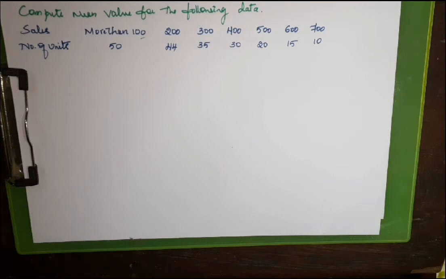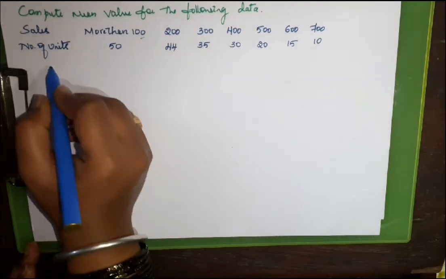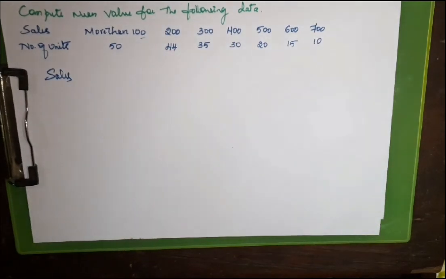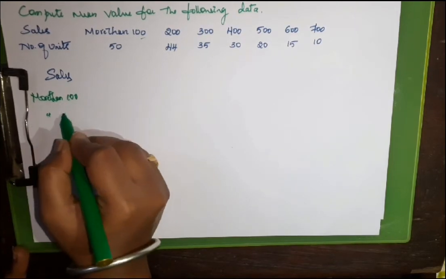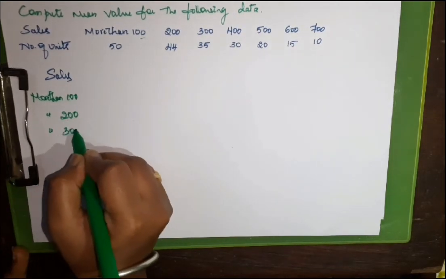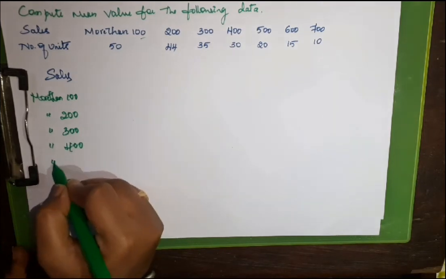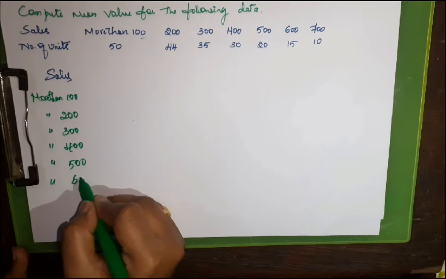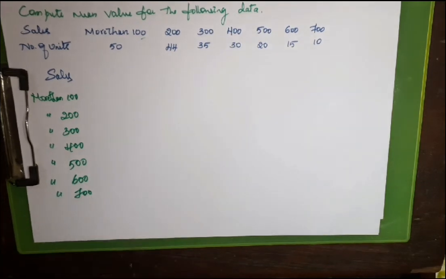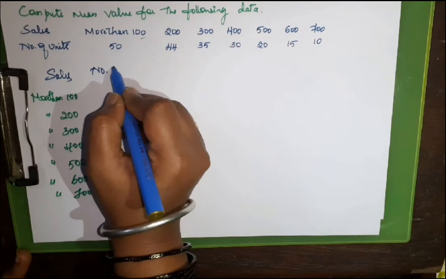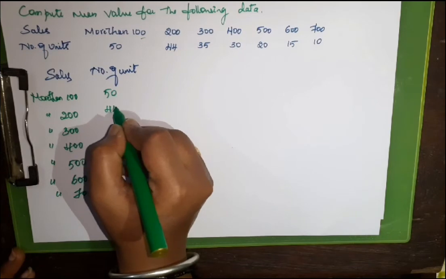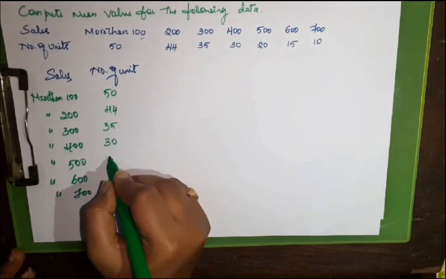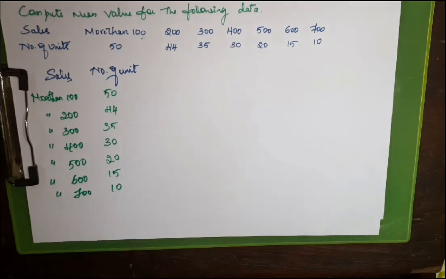So if we are writing the size, okay, sales, what else they have given? More than 100, 200, 300, 400, 500, 600, 700. Okay, write the number of units, as it is, 50, 44, 35, 30, 20, 15, 10. Then we have to find the class intervals.